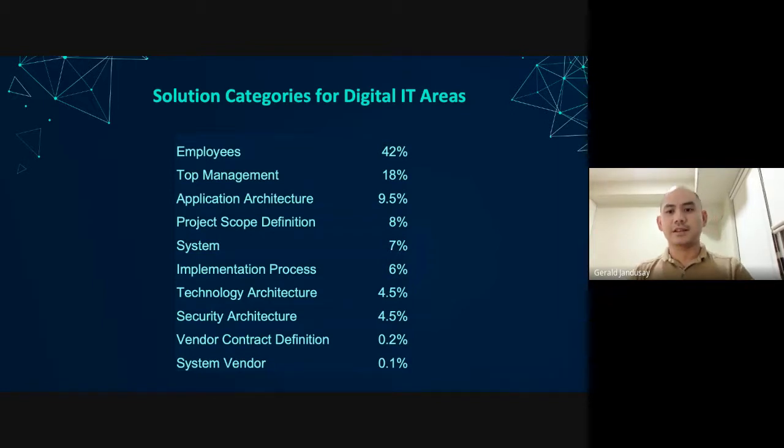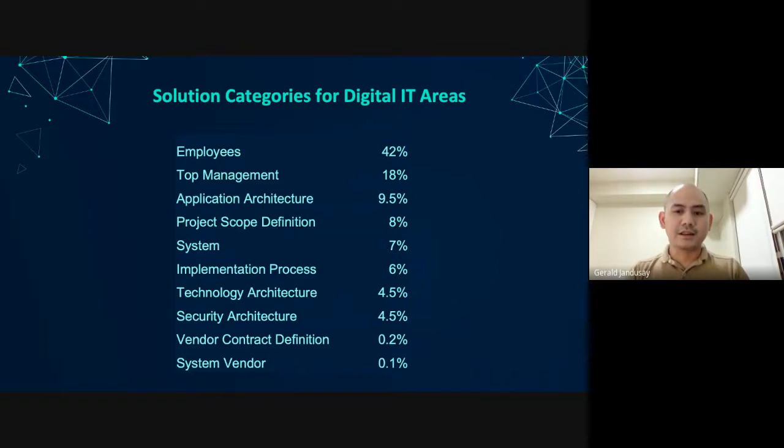So the number one is the employees. So this solution pertains to the assigning of proper employees. The second is the top management. So this solution is connected with the top management involvement in any of the IT or IS projects. The third is the application architecture. So this pertains to the verification of appropriate application architecture and integration standard. And the fourth is the project scope definition. So it's more particularly on the definition of the project scope. And the fifth is the system. So it's more focused on the system customization, modification, optimization, and decommission.